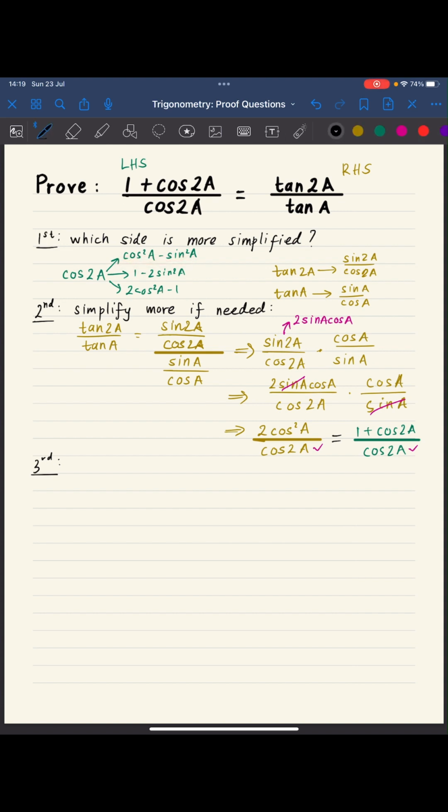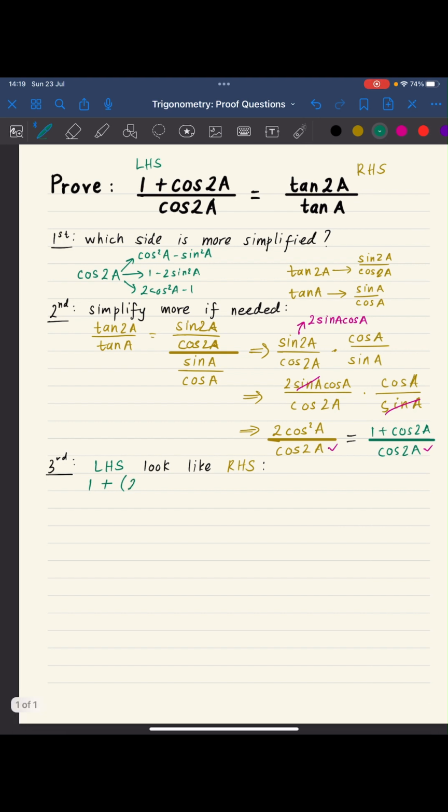Sorry for that. So now we are going to be dealing with the left-hand side. And we are going to try to make the left-hand side look like the right-hand side. So that's the third step. And we went through how we are going to do that because we know how the right-hand side numerator looks. So I'm going to expand this and I'm going to say 1 plus, put it in brackets or parentheses to be very sure. Don't make any stupid mistakes here. So 2 cosine squared A minus 1.